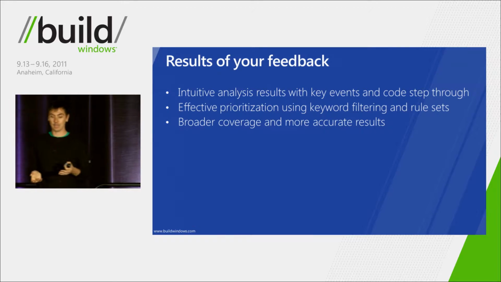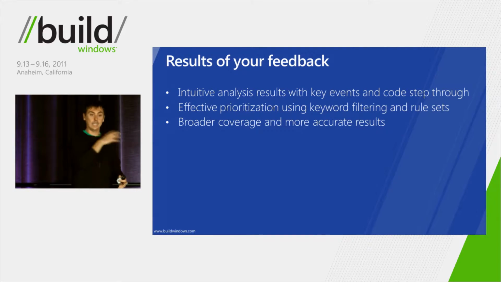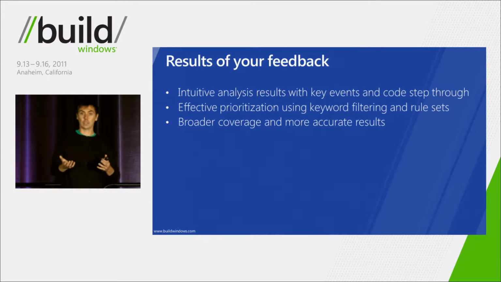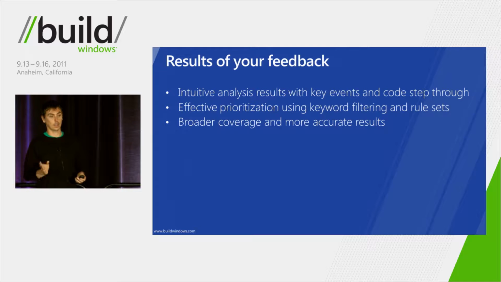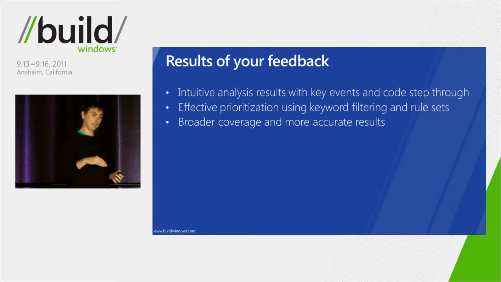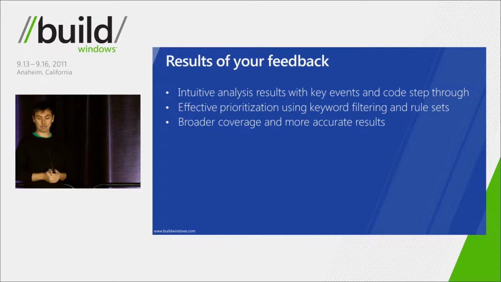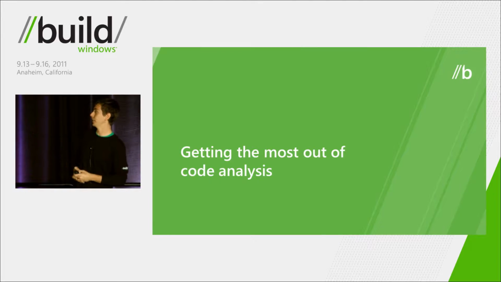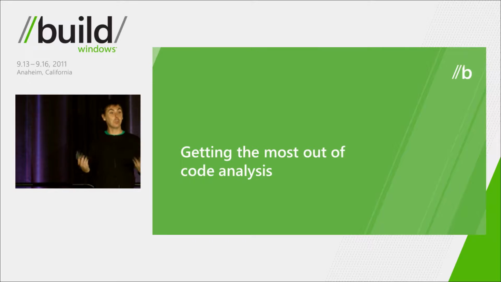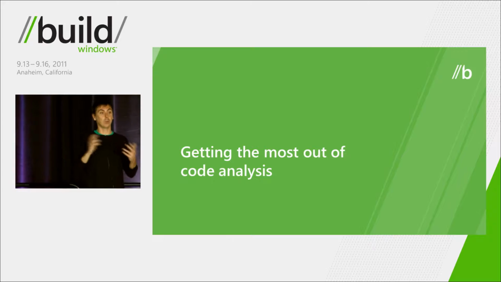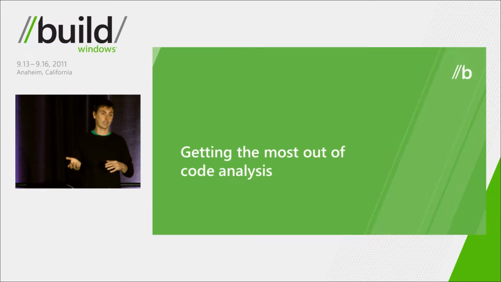that it did. Secondly, we provided the keyword filtering and rule set support to help you better prioritize the rules you do get back from code analysis. And thirdly, we've done a bunch of work around improving the general accuracy of the analyzer, as well as the kinds of bugs that the analyzer finds. So with that, I'm going to turn it over to Jason, who's going to talk to you more about the kinds of bugs that the code analyzer finds, as well as how you can get the most out of code analysis by using our source code annotation language.